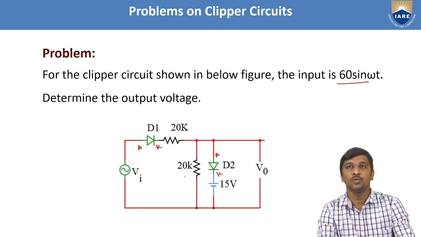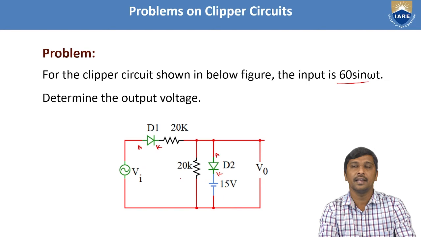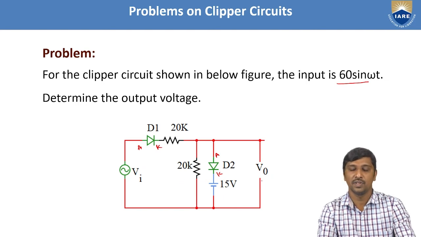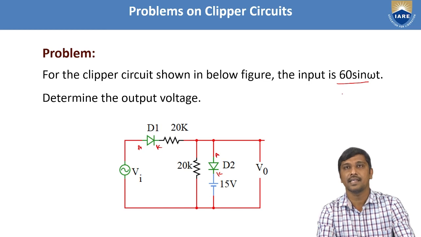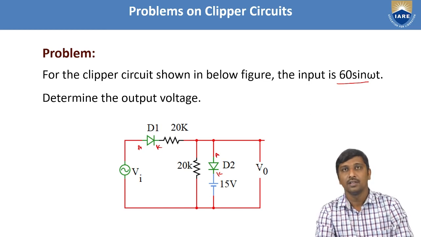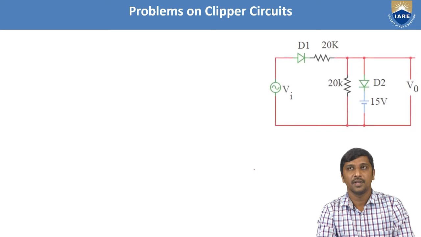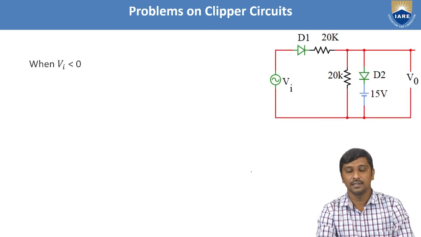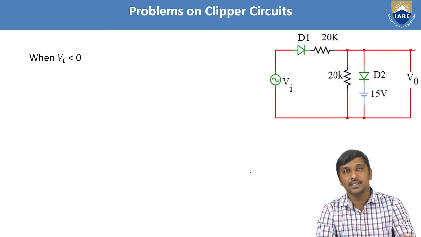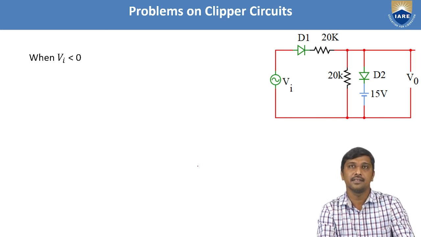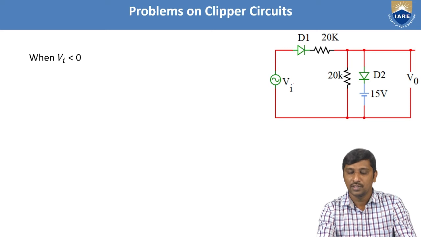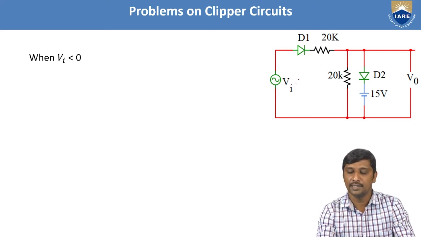So based on these two points, we are now going to analyze the output voltage with respect to the given input signal, that is 60 sin(ωt). In the first case, coming to the solution, let us assume what happens when the applied input voltage is less than 0. At this point, we assume that the applied input voltage is less than 0.